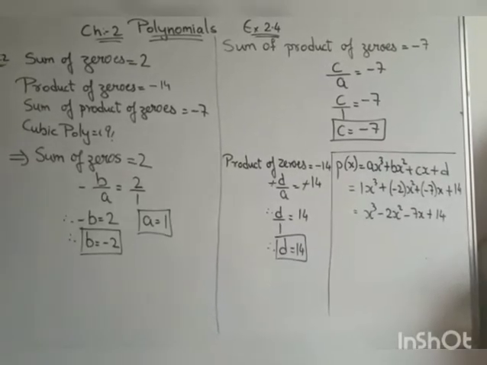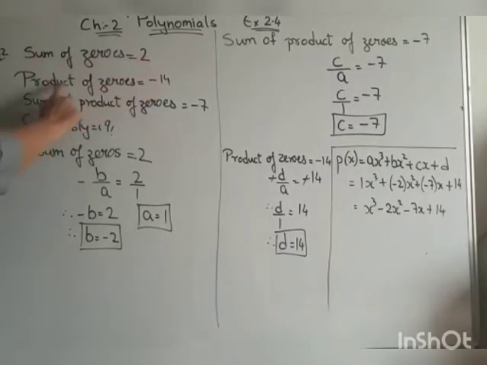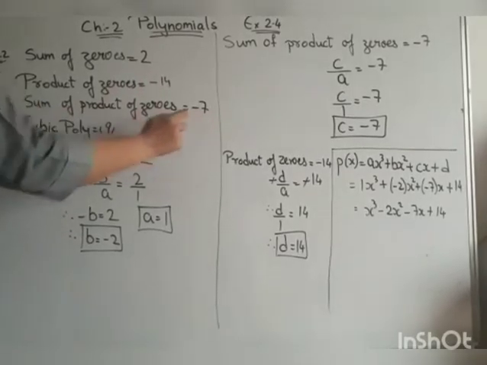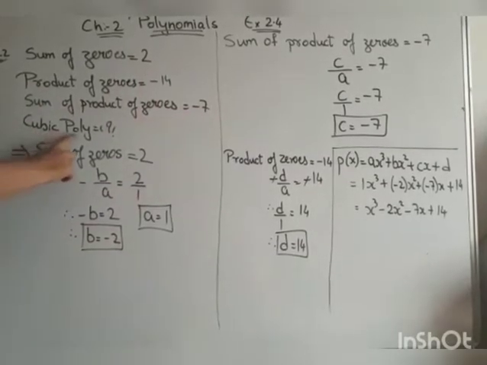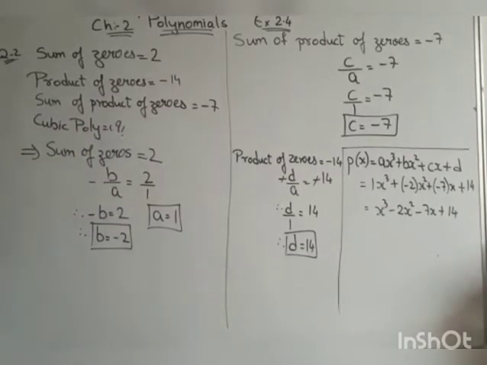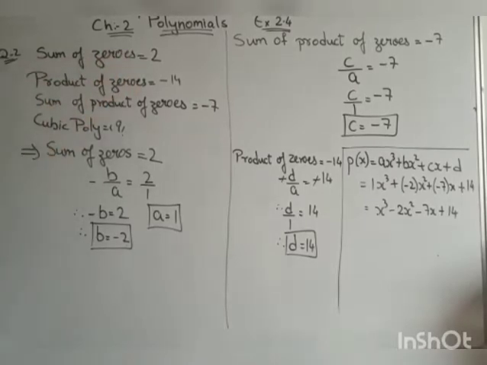Now, next question, question number 2. In question number 2, it is given that the sum of zeros is 2, the product of zeros is equal to minus 14, and the sum of product of zeros is equal to minus 7. And we have to form the cubic polynomial. Now children, you all know the standard form of a cubic polynomial: ax cube plus bx square plus cx plus d. So first of all, using the sum of zeros, product of zeros and sum of product of zeros, we are going to find out a, b, c and d.